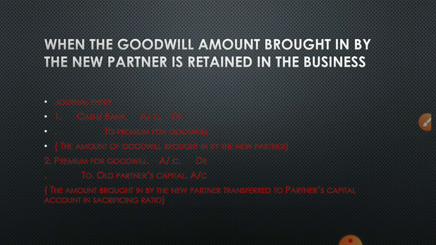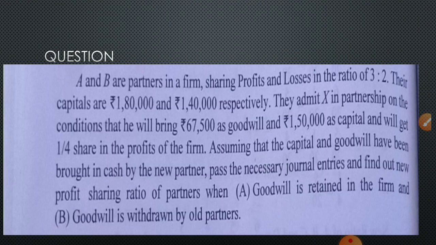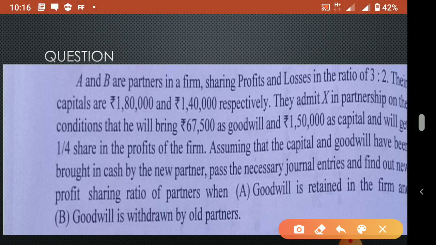Okay, now one question we'll discuss. A and B are partners in a firm sharing profits and losses in the ratio of 3:2. Their capitals are 1,80,000 and 1,40,000. They admit X as the new partner on the condition that he will bring 67,500 as goodwill and 1,50,000 as capital. So he is bringing capital and goodwill, and he will get 1/4 share in the profit of the firm.